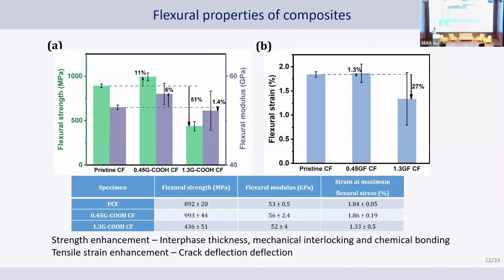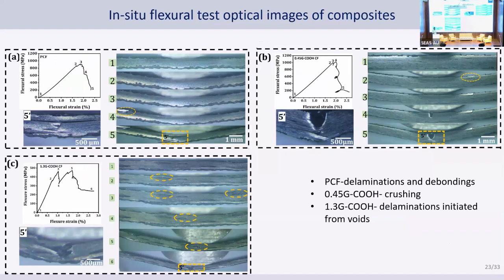So for flexural properties, there is improvement in the flexural properties also for the case of 0.4 weight% deposition. The 1.3 weight% deposition shows less flexural strength because of the voids. This is the in-situ flexural test. In the case of the pristine composite, that is figure A, there is a formation of a fracture, and that is propagated through delamination to the center, and that fractured finally.